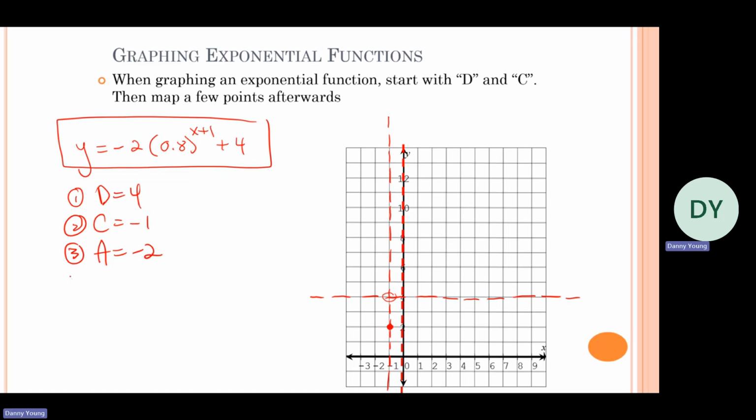Okay, what is number 4? What is your base? 0.8. So what that means is the graph is going to be increasing away from the x-axis or decreasing towards the x-axis? Decreasing towards. So if you want to make a rough sketch, just draw something like this. There's a rough sketch.